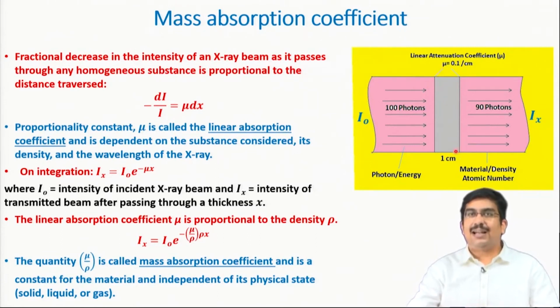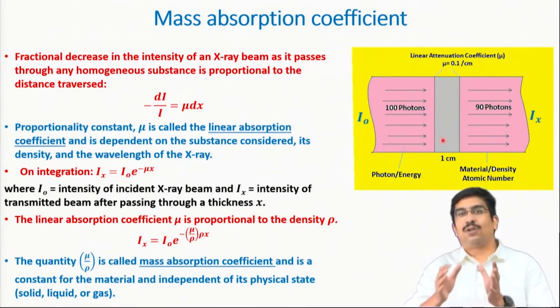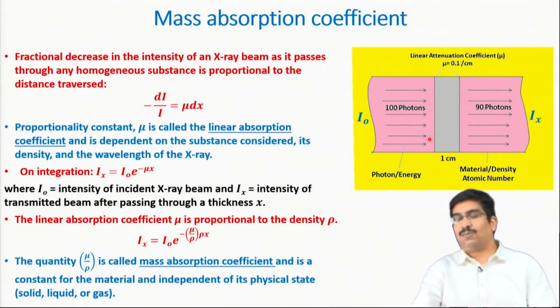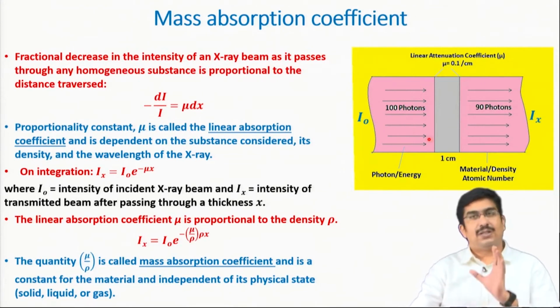So, this linear absorption coefficient can now be expressed in terms of inverse distance, and it is coming out to be 0.1. If this is the relationship, 100 X-ray photons are hitting this material and 10 of them get absorbed, 90 of them get transmitted. So, over a distance of 1 centimeter, the linear absorption coefficient is 0.1. Clear, fine.